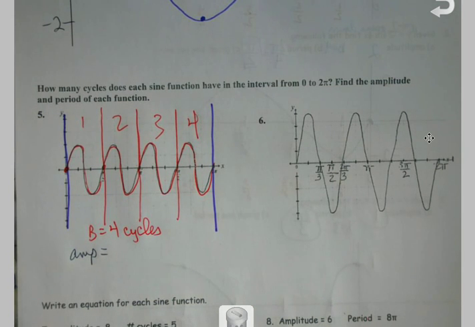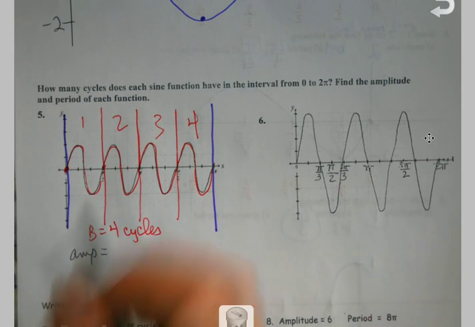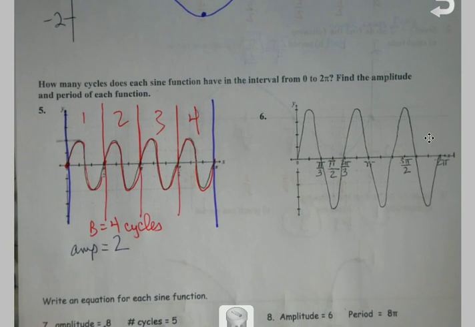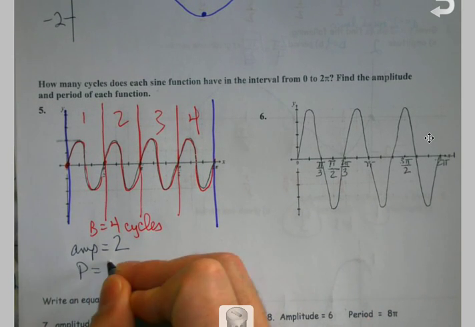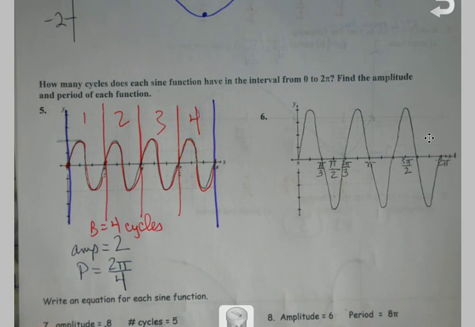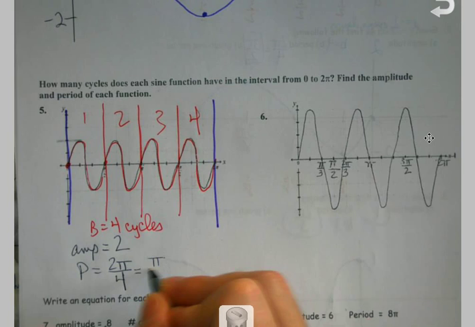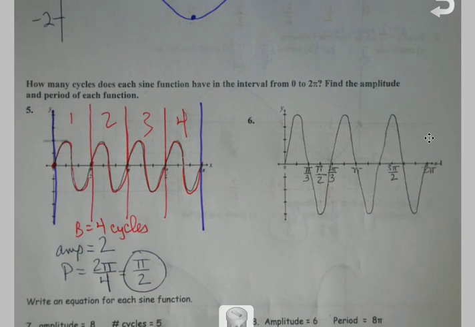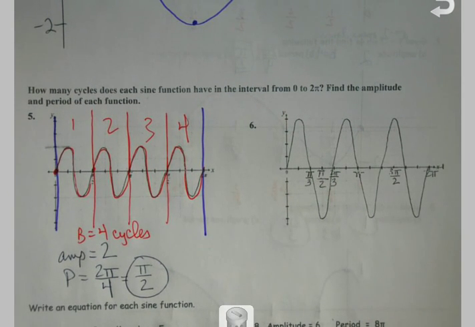Okay, so just looking at the graph, what's my amplitude going to be? How high does it go up on the y-axis? 2. Okay, it goes up to 2. Got 2. And even if it started opening down for some reason, my amplitude, again, would still be positive. And then find the period. Well, period is 2 pi over b. Oh, the number of cycles I found. Okay. And 2/4 reduces to a half. And I'm done. So that's how we kind of see the connection between the cycles and our period.